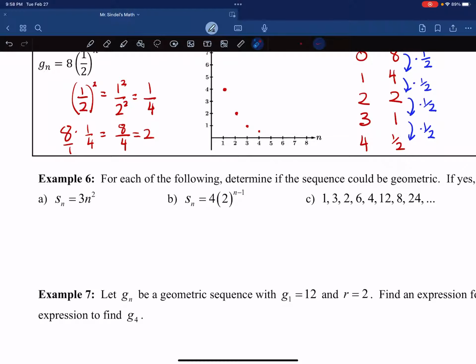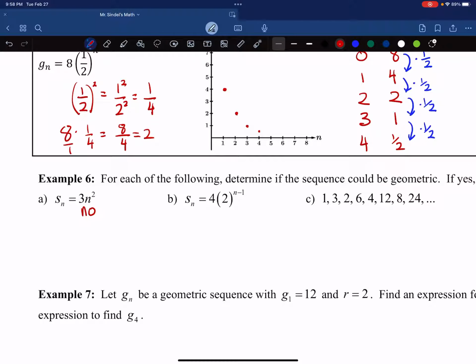In this first function, it might look like an exponential, but really it's a power of 2. If I switch the 2 and the n, then it would be exponential. The power has to have a variable. This is technically a quadratic, not an exponential. Therefore, I know just by analyzing the function, the answer here is no, it's not going to be geometric.